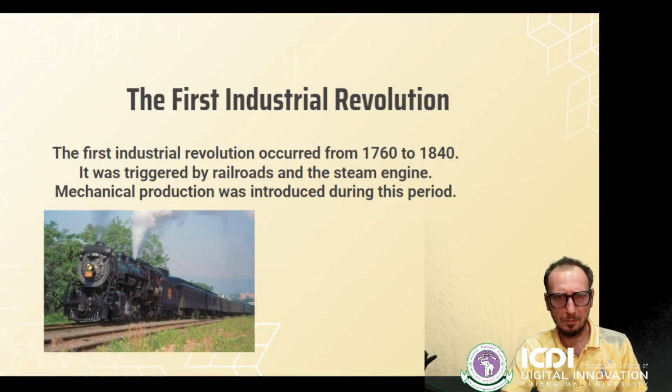After the agrarian revolution, we experienced three major industrial revolutions. The first industrial revolution from about 1760 to 1840 was triggered by the construction of railroads and the invention of the steam engine, starting mechanical production. So instead of making shoes by hand, there were factories that could mass produce shoes using technology.